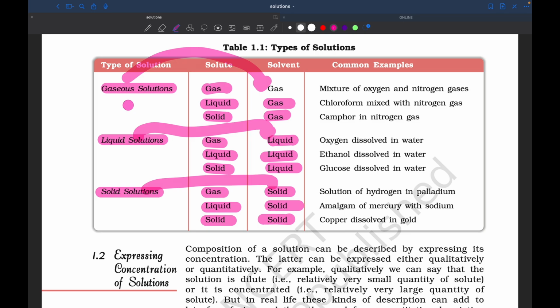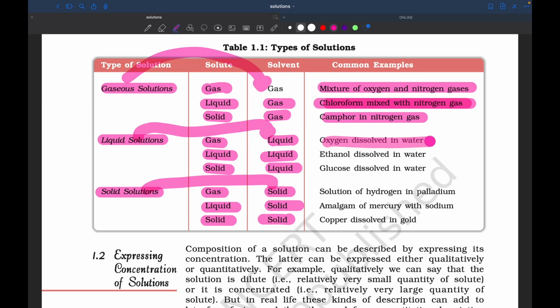Examples are also given here. Gas in gas: the atmosphere air, a mixture of oxygen and nitrogen. Liquid in gas: chloroform mixed with nitrogen gas. Solid in gas: camphor in nitrogen gas. Next, gas in liquid: oxygen dissolved in water, even soda water can be an example. Liquid in liquid: ethanol dissolved in water, alcohol and water. Solid in liquid: glucose dissolved in water.